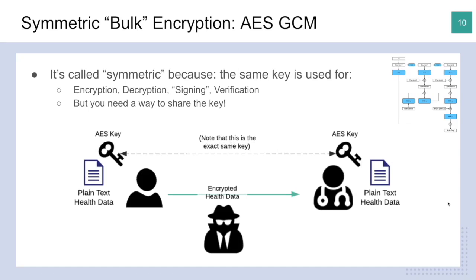So let's talk about symmetric or bulk encryption. And the example I like to use here is AES GCM. It's a very good cipher. It's a very good mode. It does a lot of things that we're usually looking for. There are other good ones out there, but we'll just use this one for now.